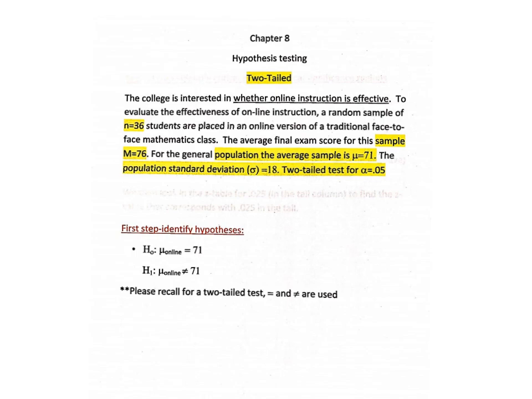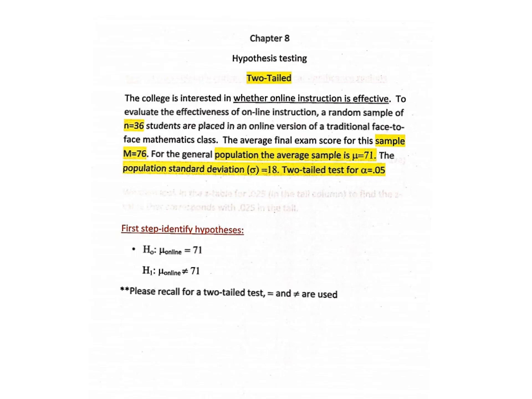To evaluate the effectiveness of online instruction, we have a random sample of n equals 36 students. We're going to place those students in an online version of a traditional face-to-face mathematics class. We're also going to look at the average final exam score for this sample. That's going to be our dependent variable, and that average final exam score is equal to 76. So the sample mean equals 76.